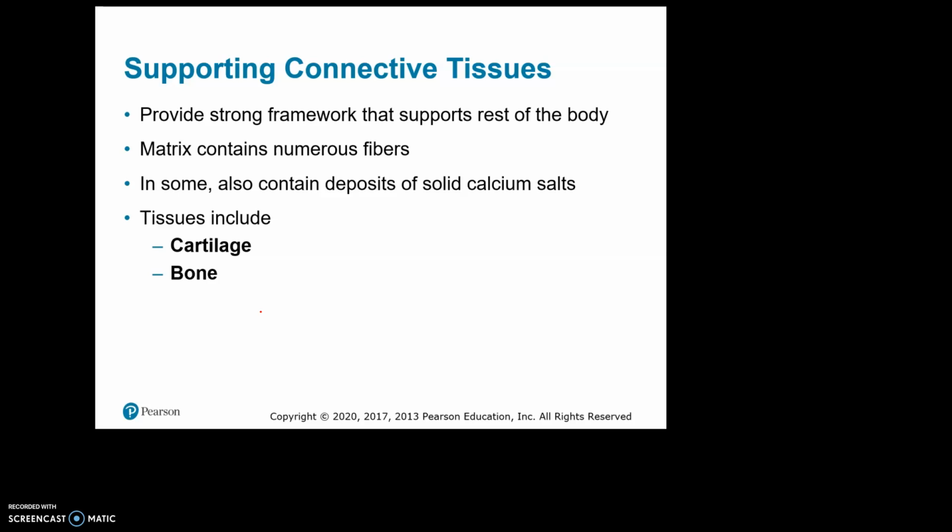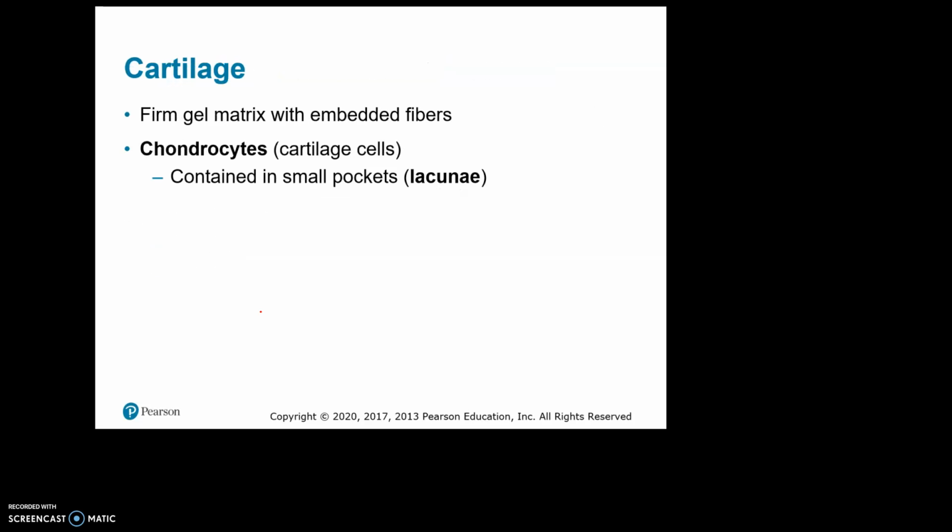Then we go on to the supporting connective tissues, which are cartilage and bone. Cartilage and bone are the two types of supporting connective tissue. The cells of cartilage are called chondrocytes. Chondro means cartilage, cyte means cell, so this word literally means cartilage cell.